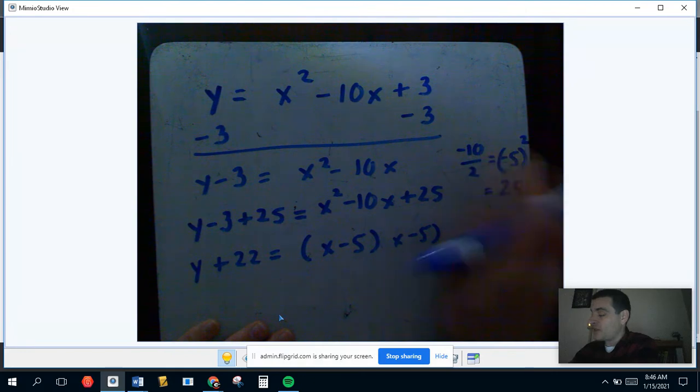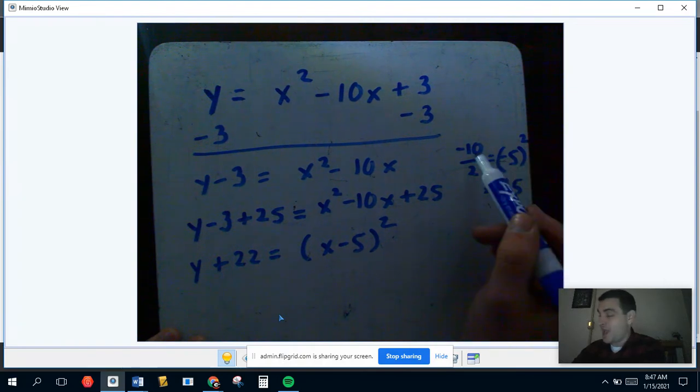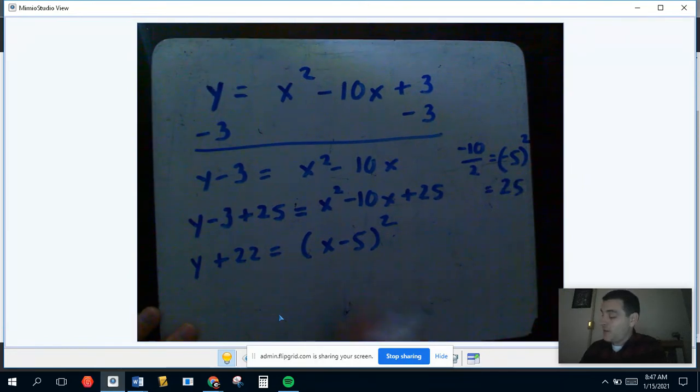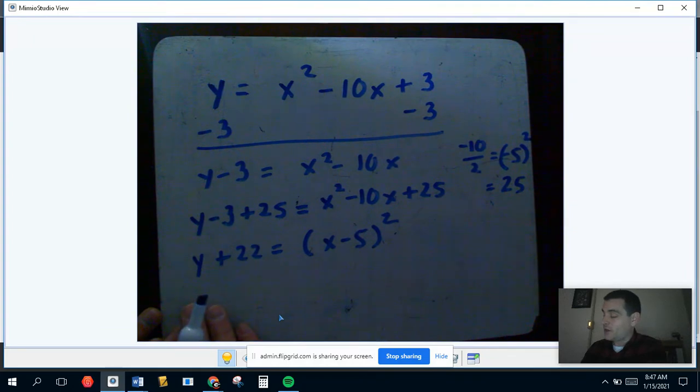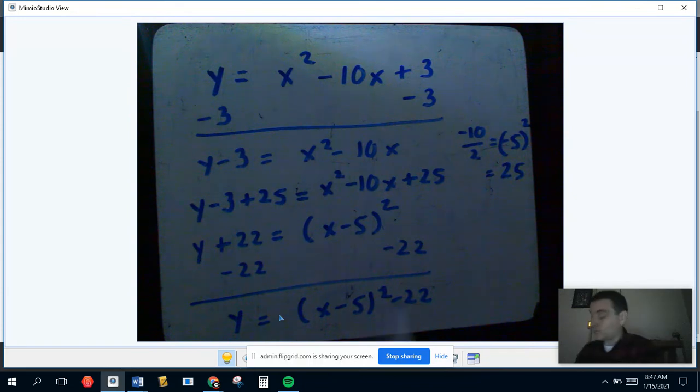And again, this process actually forced it to work out that way. And if you think about how this is, we're adding, dividing, and then multiplying, whatever adds to 10 multiplies to 25, you can see that process here. But anyway, that's for a different day to explain exactly why that works. And now we just move the 22. Right, so there is your vertex form.